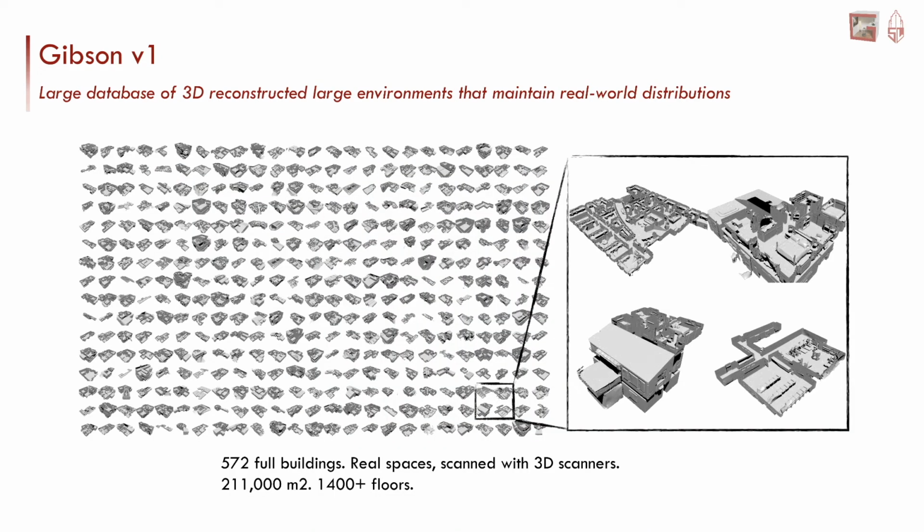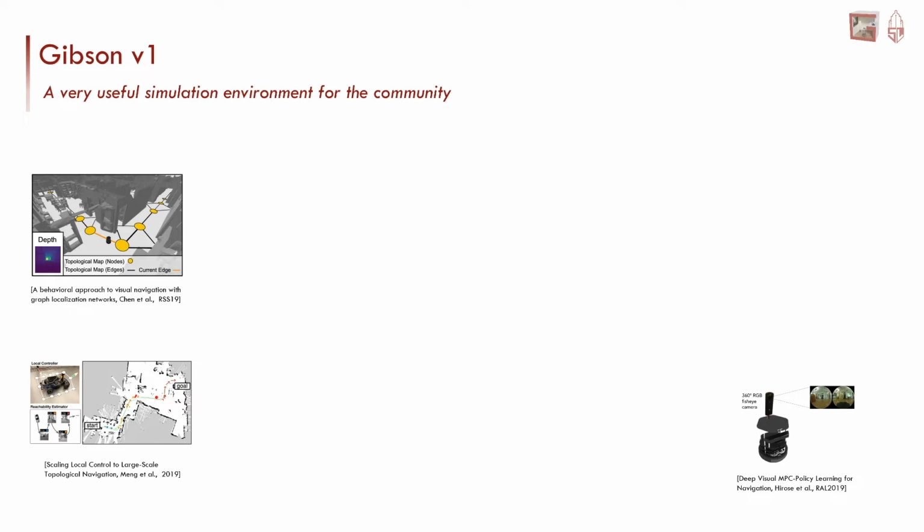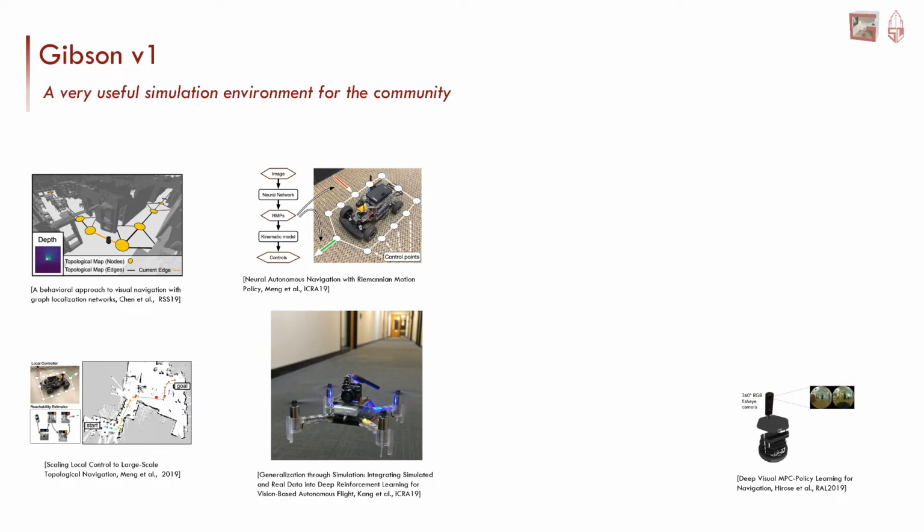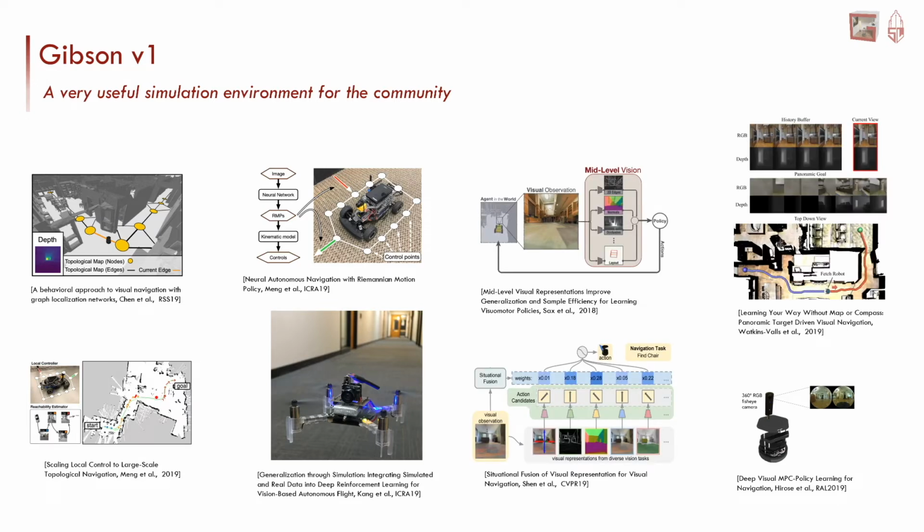However, as we provide a large database of 3D reconstructed environments, the sheer scale and fidelity fueled a lot of creative works in the computer vision and the robotics community. Some representative works are shown in this slide. People have been using Gibson V1 to train topological navigation, planning and control for mobile robots and quadcopters. As Gibson V1 comes with many modalities, researchers have discovered that using mid-level representation can not only make the reinforcement learning train faster, but the generalization performance is also better.